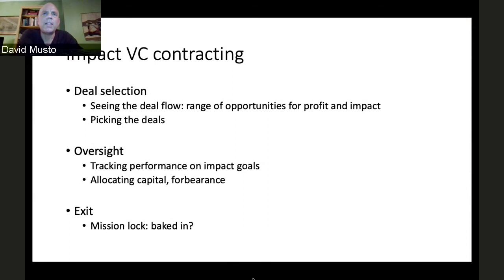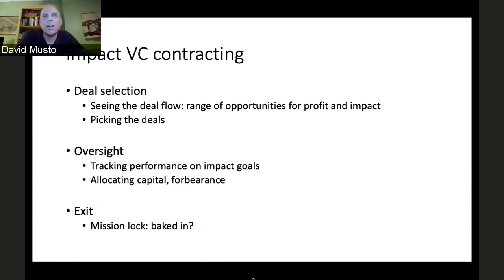So in impact contracting, you have all the problems that you have with normal venture capital, but then on top of that, different questions come up in deal selection, right? So you see a deal flow, a flow of companies that you could invest in, and now you're not just making decisions about future cash flows. You're also balancing this with potential for impact, and striking the right balance ends up being a very large part of picking over the deal flow. So that's a new dimension to the problem.